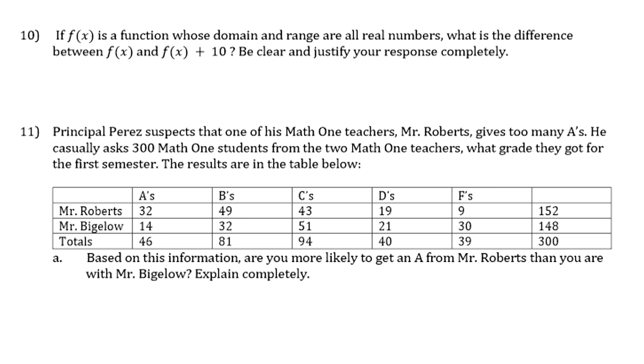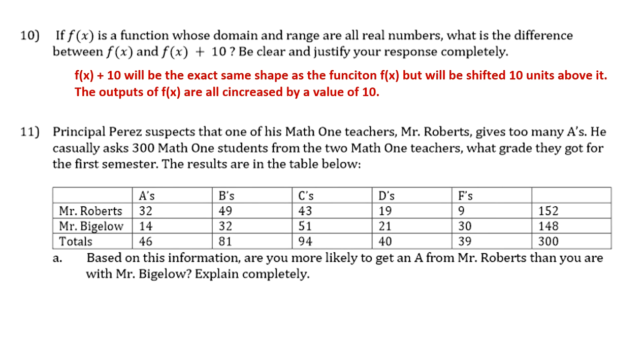So if f of x is a function whose domain and range are all real numbers, what is the difference between f of x and f of x plus 10? Be clear and justify your responses completely. So this seems like a lot of text, so I typed it instead of writing, but what I wrote is f of x plus 10 will be the exact same shape as the function f of x, but will be shifted 10 units above it. And I was looking for that as part of your answer.